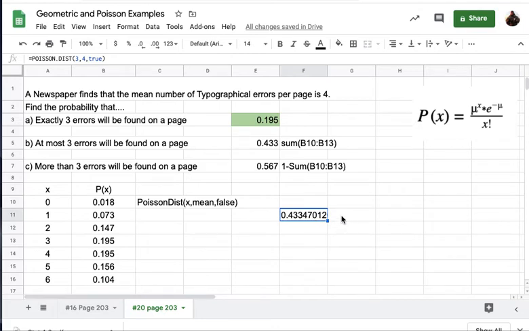So you can use the Poisson distribution with the true function to do the sums, and then you would just do 1 minus this answer again to answer letter C. So both options are there for you.